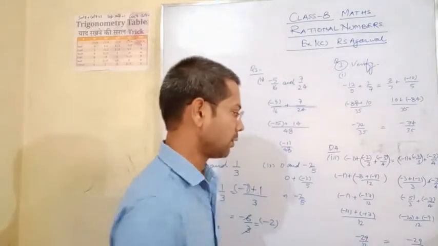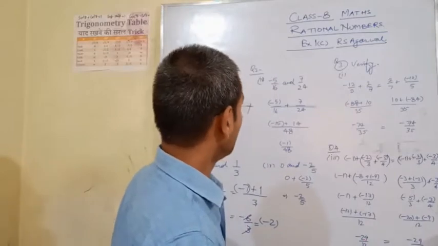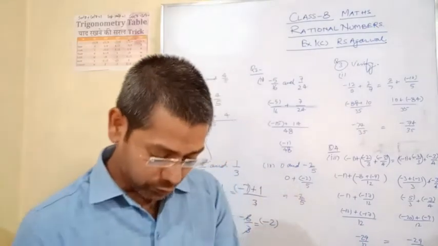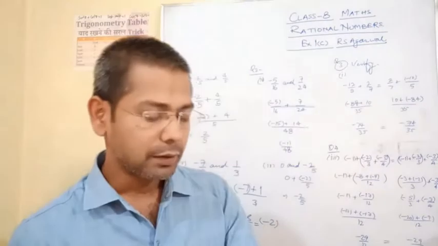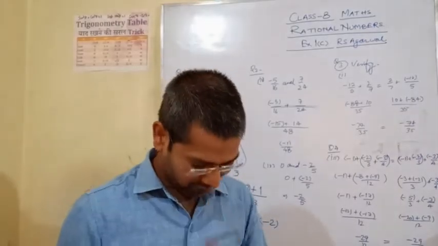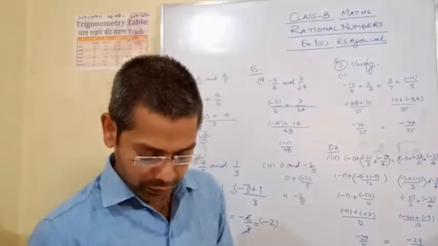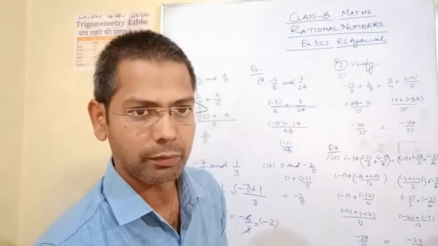Now the next question comes, fill in the blanks. Here two numbers are added, so the other number we have to find ourselves. Simply we can do this.